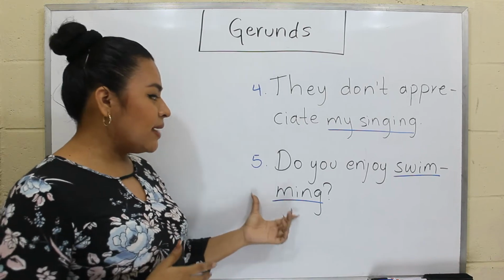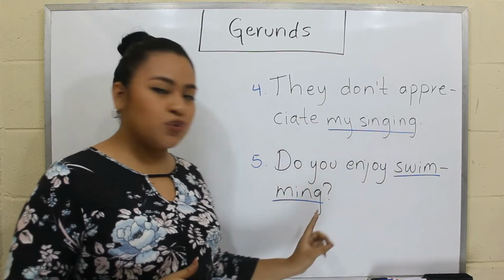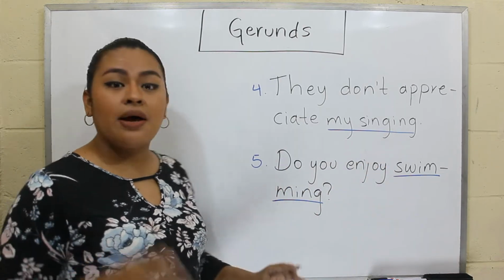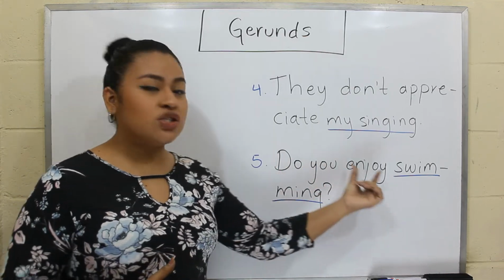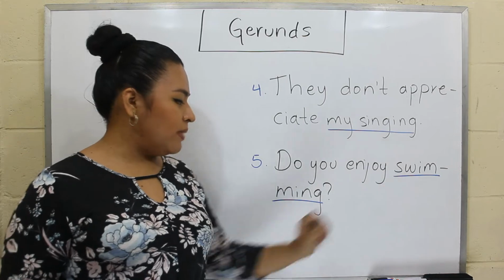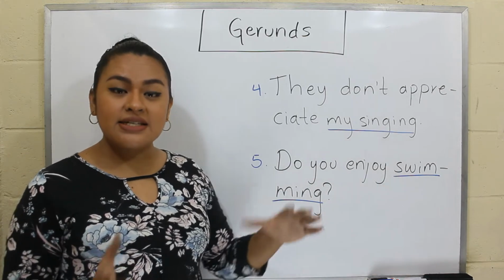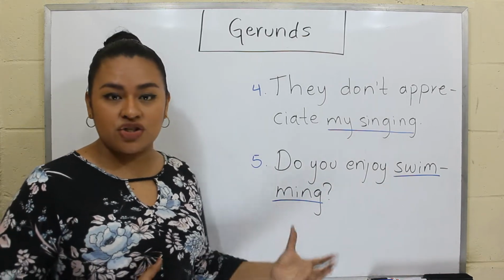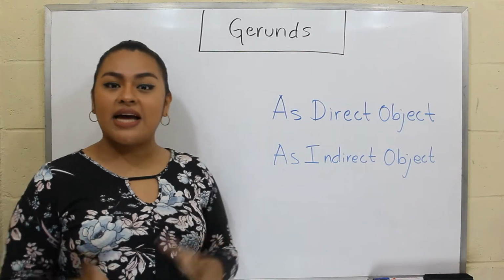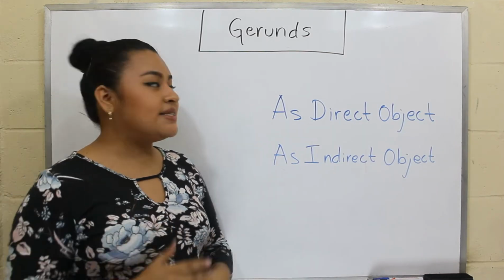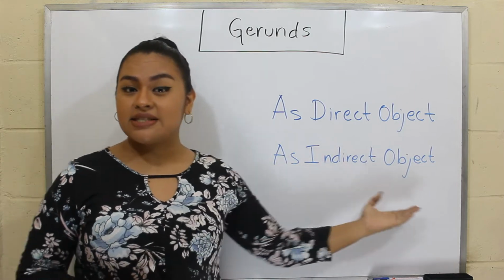And in the next example, do you enjoy swimming? This is a question, but it also has a direct object. So, do you enjoy what? Swimming. Swimming is the direct object of this question. Alright, now that we have seen gerunds as direct objects, let's see gerunds as indirect objects.